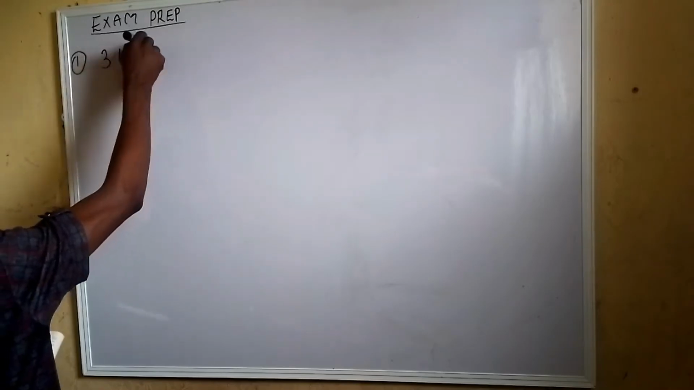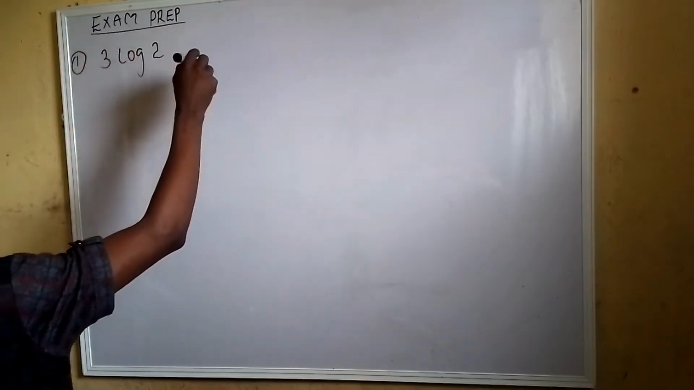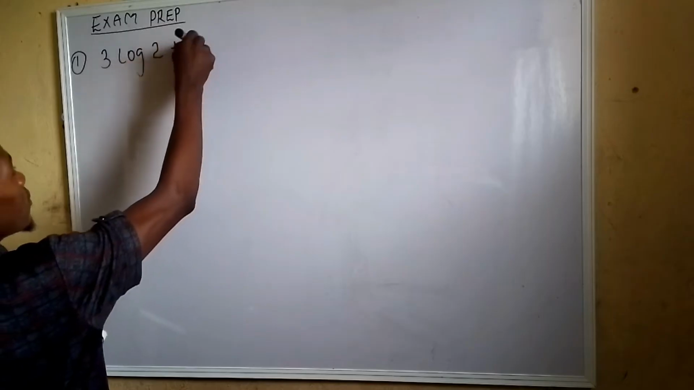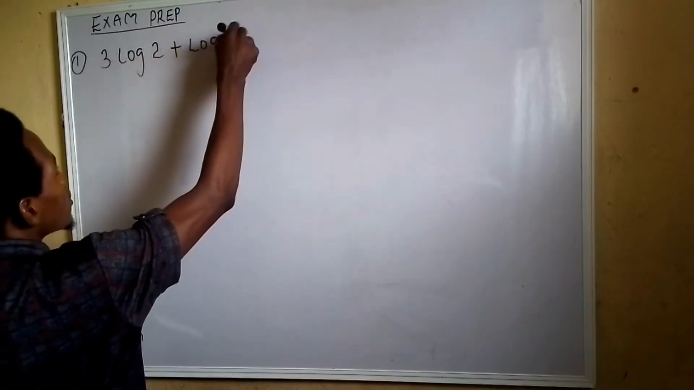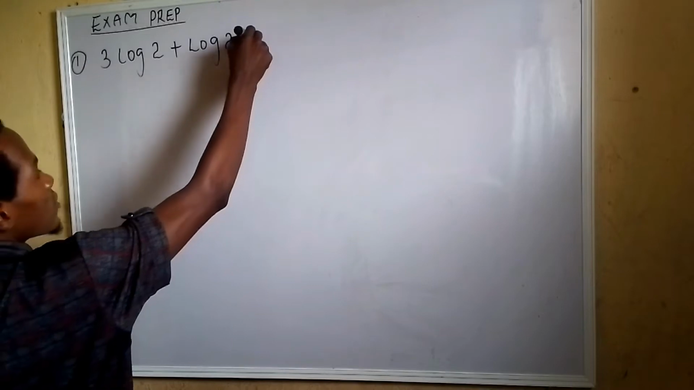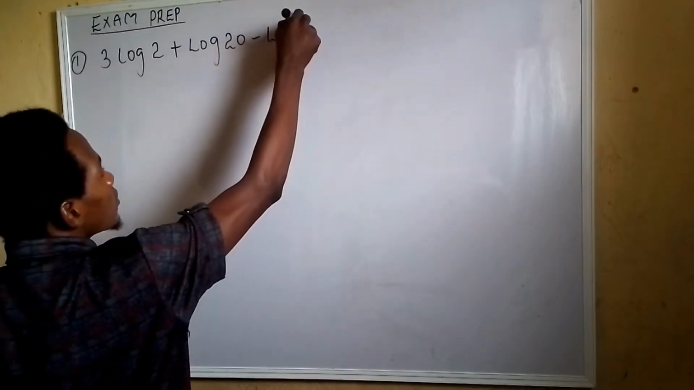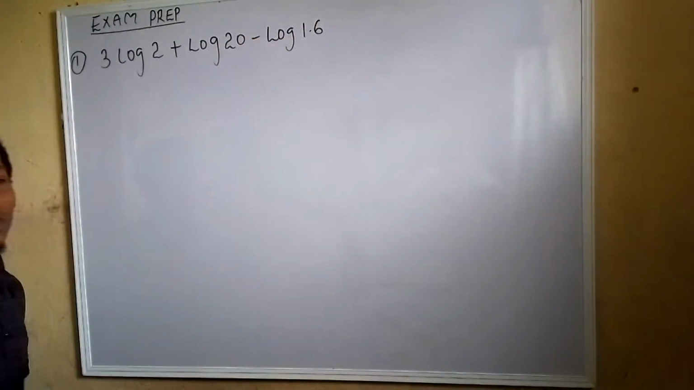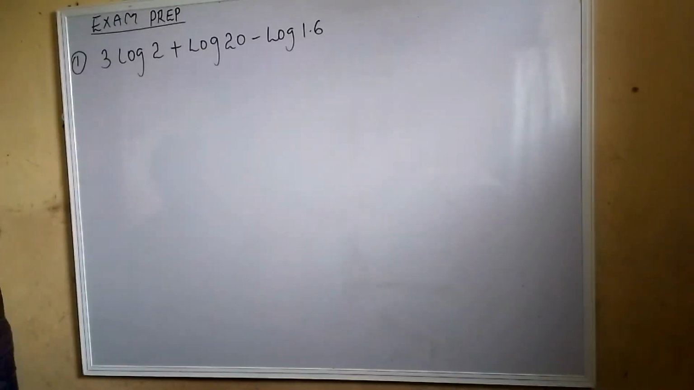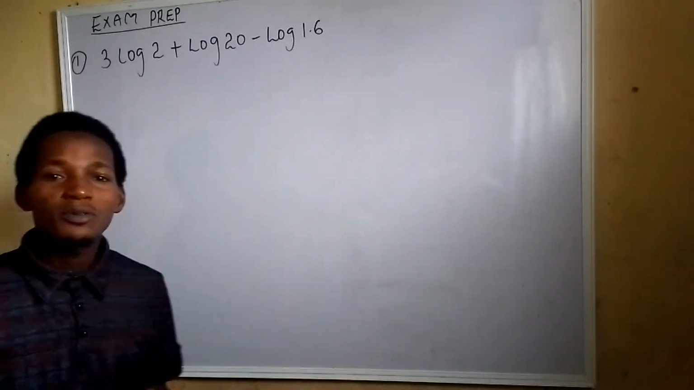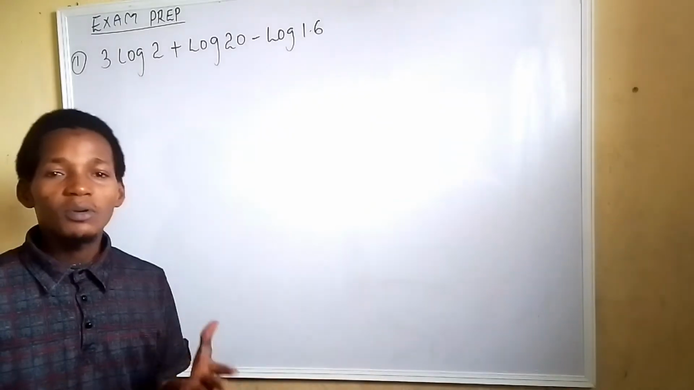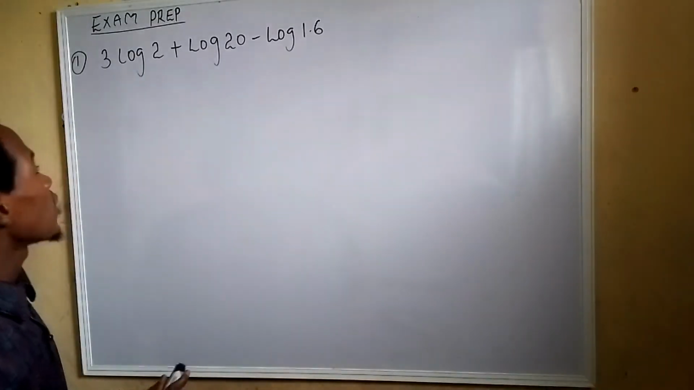The first question I have here says 3 log 2 plus log 20 minus log 1.6. How do we solve? In my previous video, we talked about the laws of logarithms. You can go and check it so that you can know how to apply those laws.